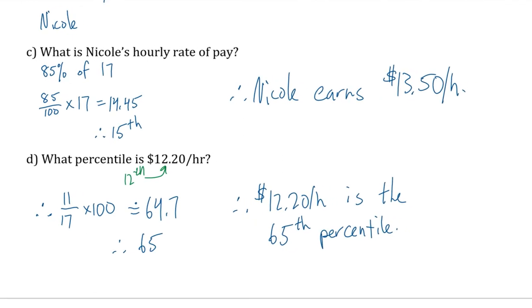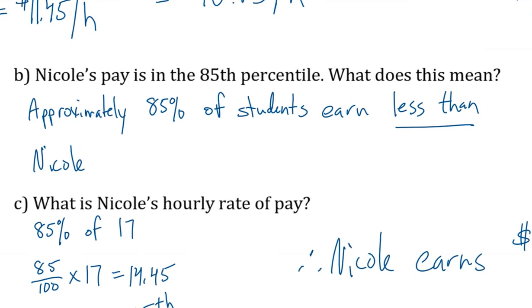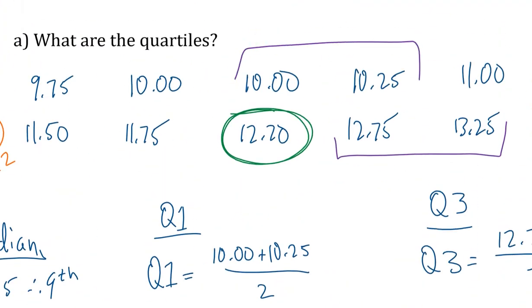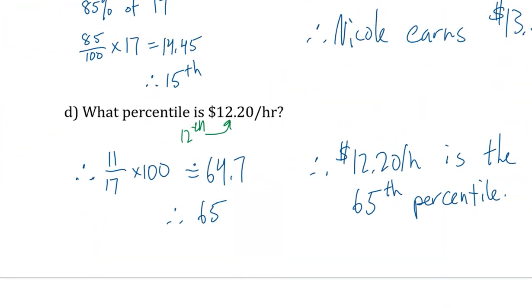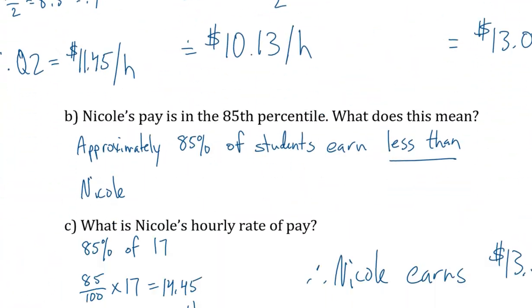Again, that's applications. The only difference is we've got units because the numbers are about something. We often have a question like B here where it says, what does this mean? And we have to answer that a specific way. And again, these important points that we made: don't forget the data must be in order. Large data sets will be given to you in order. Smaller data sets might not be in order. So that's the first thing that you have to think about when you come across any of these questions. You want to think about whether you have an even or odd number of data points, and you want to make sure when you're dealing with percentiles that you are always rounding up. Okay, and that is applications of percentiles and quartiles.